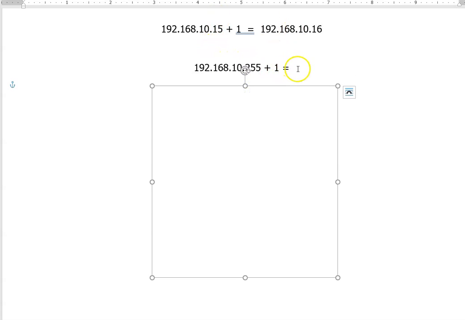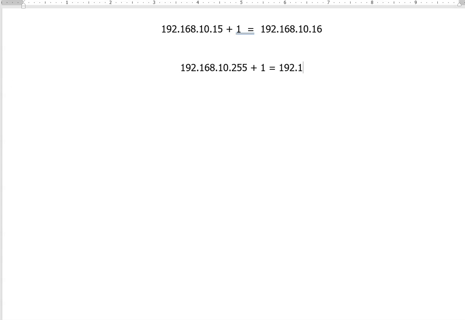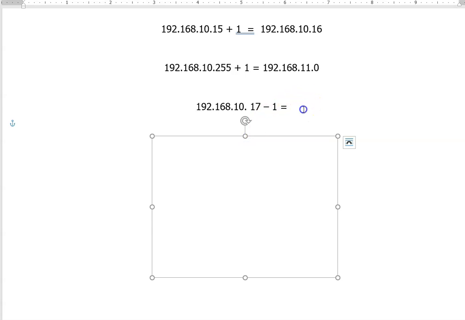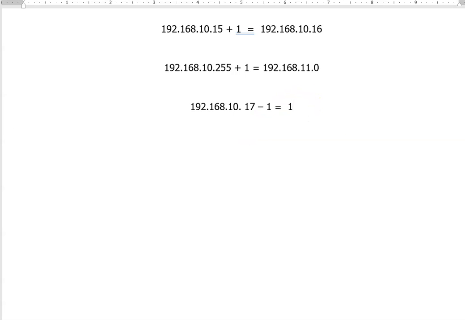Now for this IP address, we add 1 and what happens? The last octet is full at 255, so adding 1 pushes into the next octet to give us 192.168.11.0. What about subtraction? Again, this one's pretty straightforward. We get 192.168.10.16.